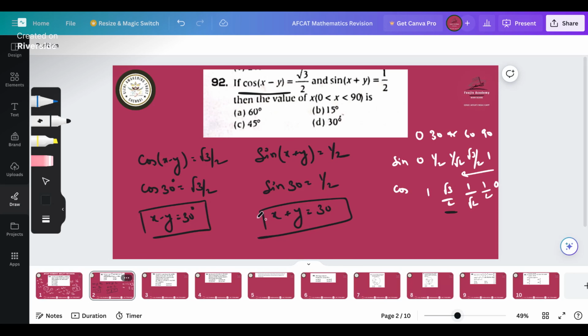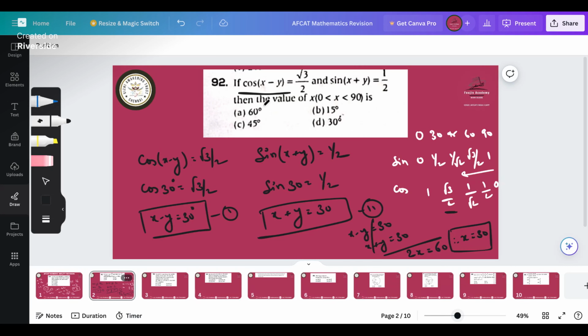So if we solve these two equations, what will we get? This is 1 and this is 2. So x minus y is equal to 30, x plus y is equal to 30. Okay, this y got cancelled and 2x is equal to 60. That is why x is equal to 30 degree.